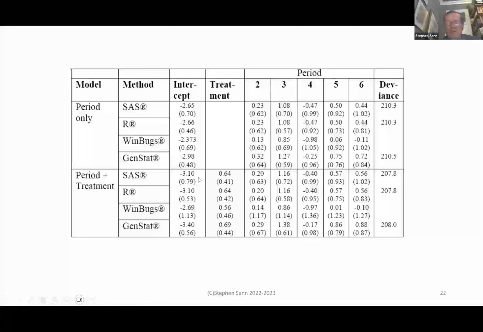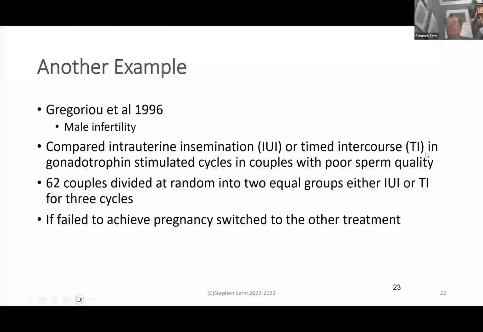WinBUGS, of course, is a Bayesian approach. The result is slightly different anyway. But you can see that the treatment estimate is in the same ballpark, and the standard error also. The GenStat approach uses the Lee-Nelder hierarchical generalized linear model, which deals with the random effect itself rather differently. And you can see, again, same sort of ballpark, standard error rather similar to those for the others, but there are nevertheless some differences. So this is my second example.